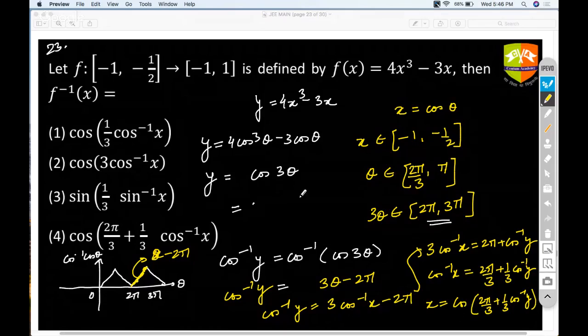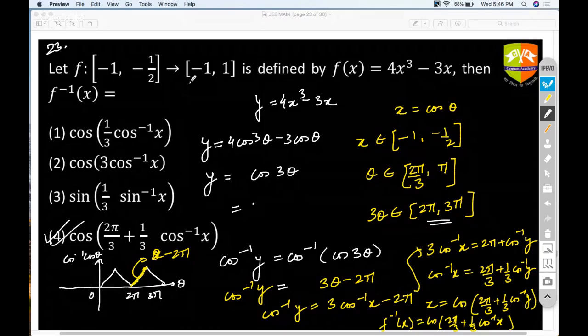So f inverse x is going to be cos of (2 pi by 3 plus 1/3 cos inverse x). And to the surprise of all of you, option number 4 is going to be correct. Okay, so I think after Ramcharan, people started realizing that option 4 is correct and not 3.